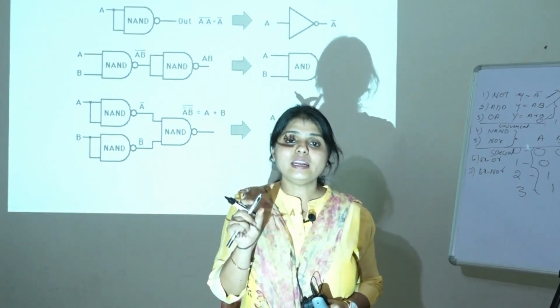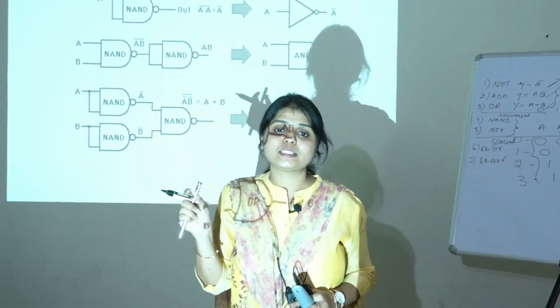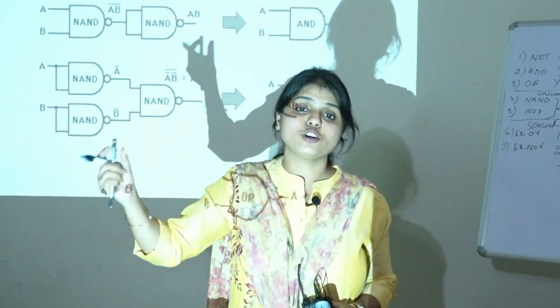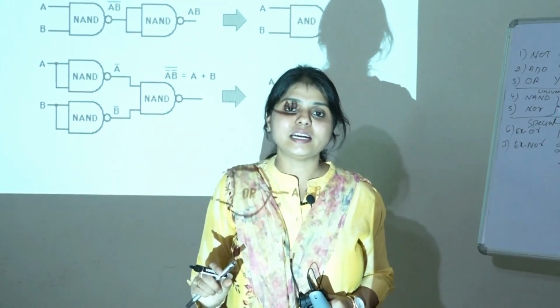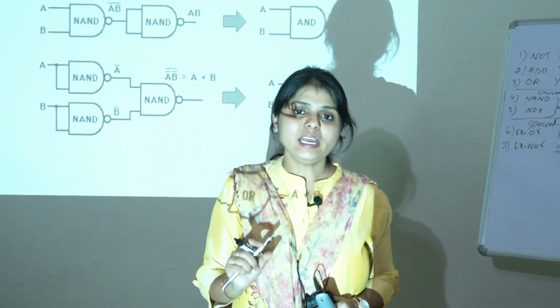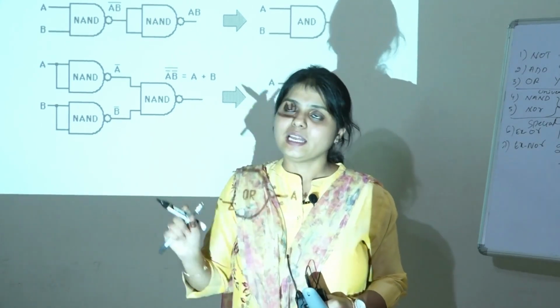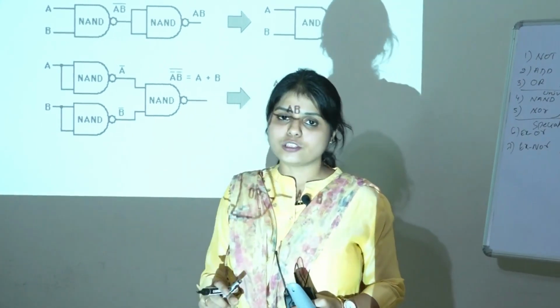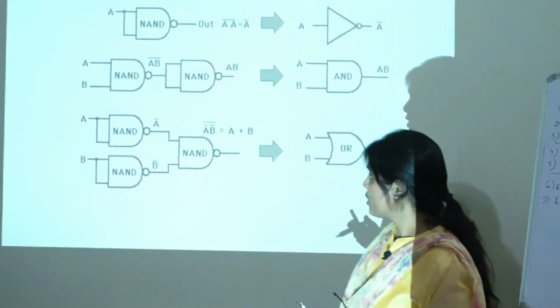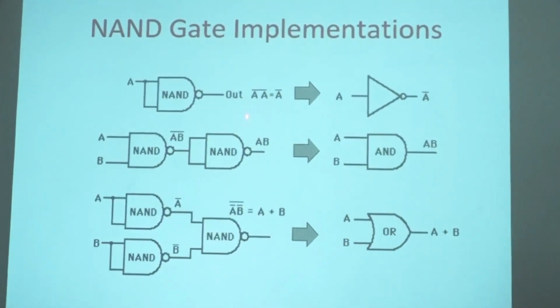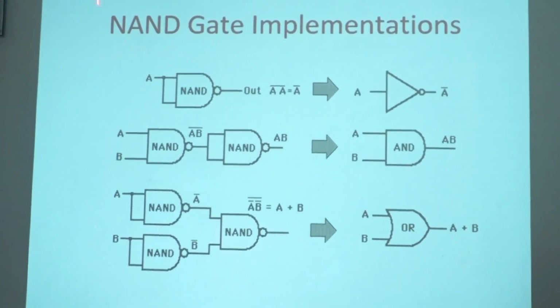So NAND and NOR are called universal gates because any logic circuit can be designed by using only NAND or only NOR. I know it is a bit confusing. Let us see why they are called so. Now let's look into this. What do you understand from this figure? What did we do in this first figure, guys?